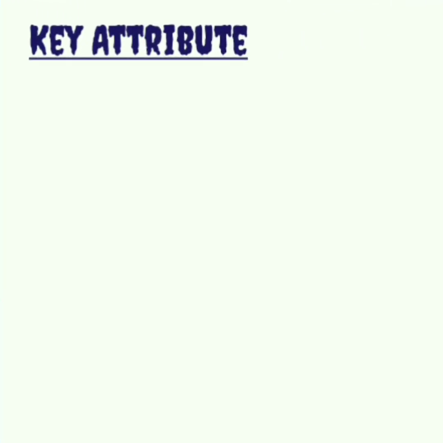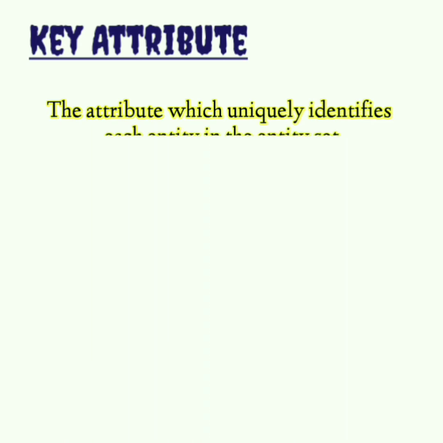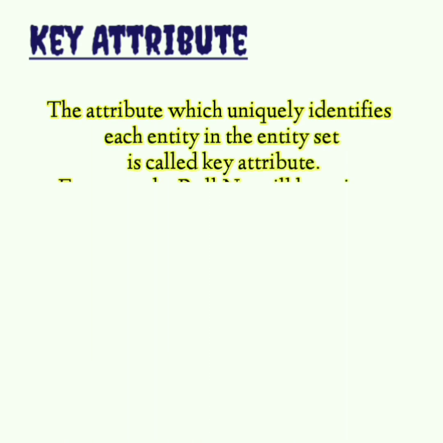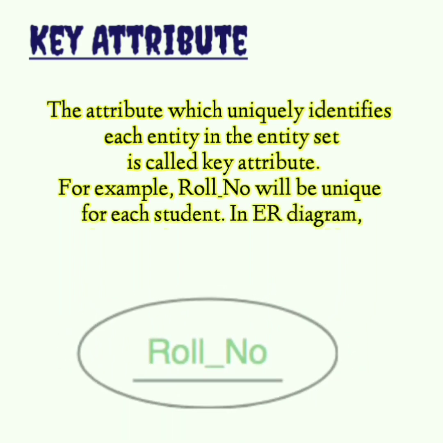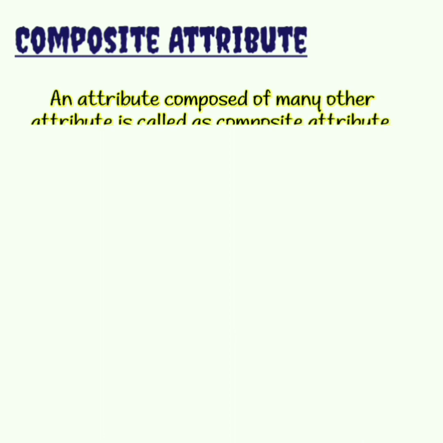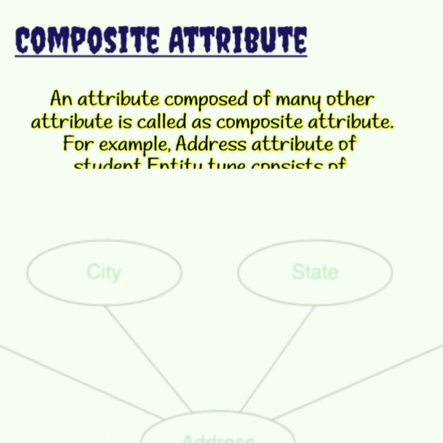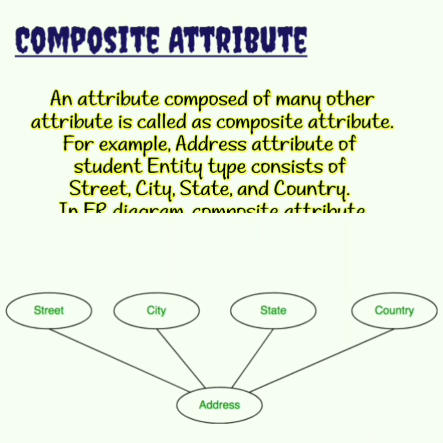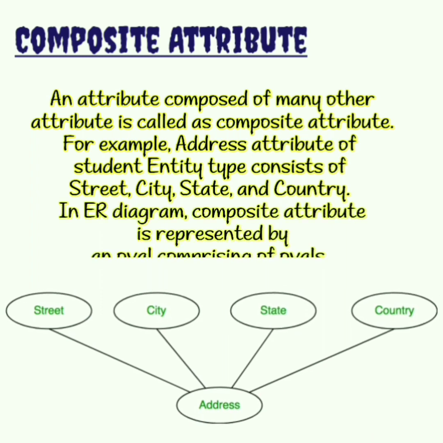Key attribute: the attribute which uniquely identifies each entity in the entity set is called a key attribute. For example, roll number will be unique for each student. In an ER diagram, a key attribute is represented by an oval with underlined text. Composite attribute: an attribute composed of many other attributes is called a composite attribute. For example, the address attribute of the student entity type consists of city, street, state, and country. In an ER diagram, a composite attribute is represented by an oval comprising many ovals.